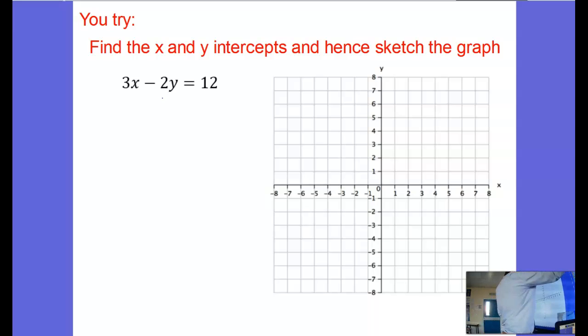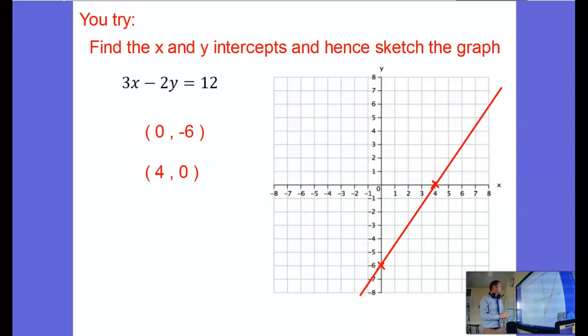Okay, here is the solution for that one, the x and the y intercepts. So when we substitute in x equals 0, we'd get minus 2y equals 12, and therefore y equals minus 6. And that's this coordinate. When I substitute in y equals 0, I would get 3x equals 12, therefore x equals 4, along 4 up 0. And that is a sketch of the line 3x minus 2y equals 12.